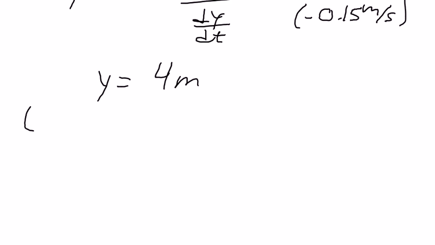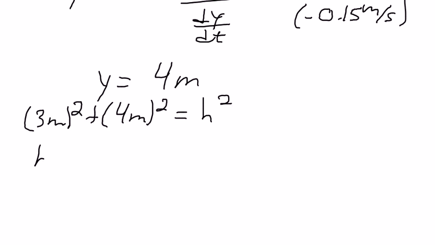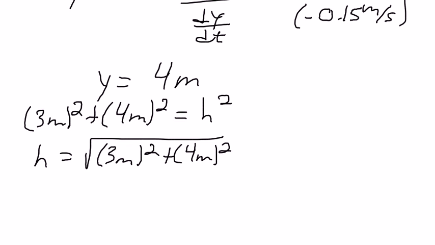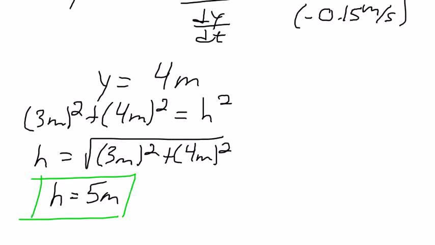Plugging that back into a squared plus b squared equals c squared, or Pythagoras' theorem, we're simply going to solve for the height, h. We now have this right here, which is pretty simple to solve for. And that's just going to leave you with h equal to 5 meters. And that's a pretty simple related rates question.